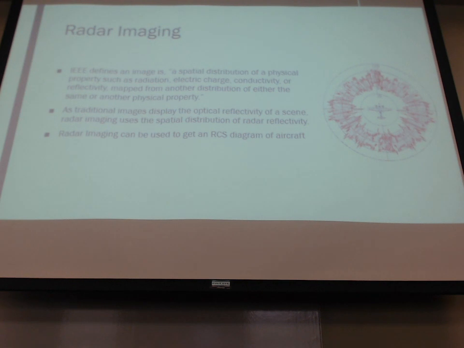So this brings us to radar imaging. When you receive this data, what can you do with it other than have an idea of where a plane is in the sky? IEEE defines an image as a spatial distribution of a physical property, such as radiation, electric charge, conductivity, or reflectivity, and then you map it. It's just like taking a picture, except instead of the optical data you get with a picture, you're working with reflection data. That comes with some caveats. It's a little different when you're trying to interpret three-dimensional data, especially with depth.